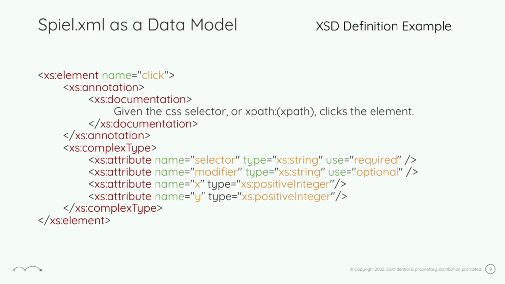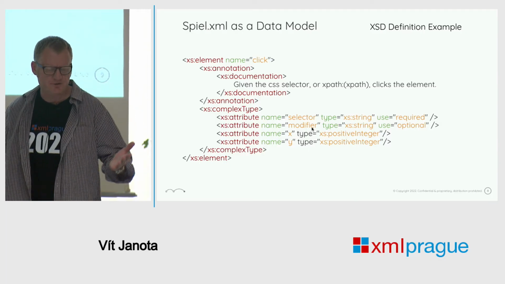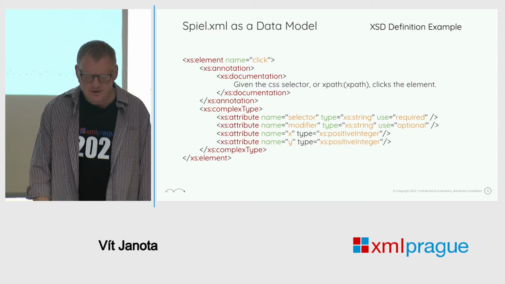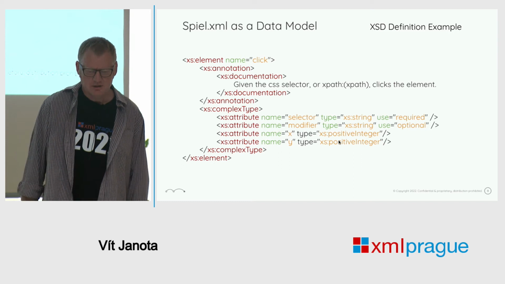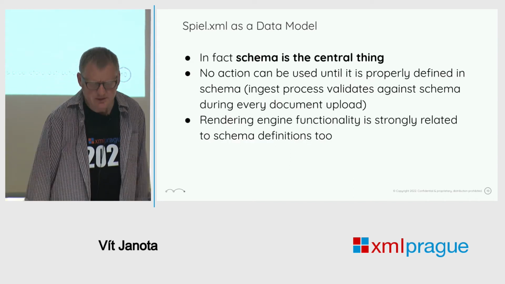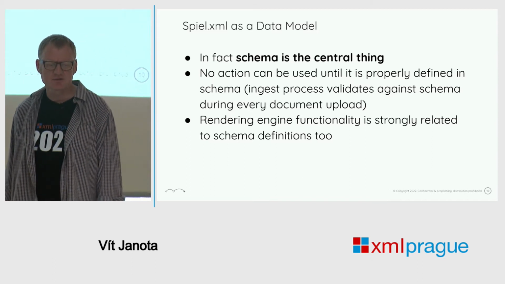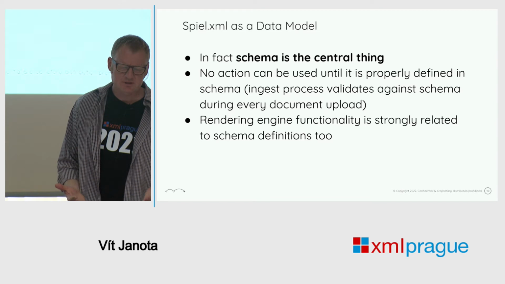So this is just an example. The click element is defined, and you can see that except for selector, it also allows a modifier if you want to perform alt click, shift click, or control click for whatever reason. Or you can, instead of selector, use precise coordinates where to move your mouse and where to click. So, in fact, the schema is a central thing for two reasons.